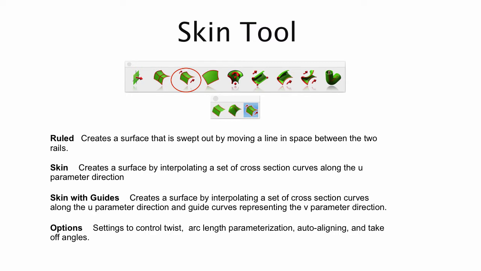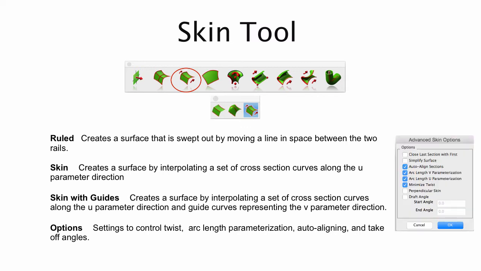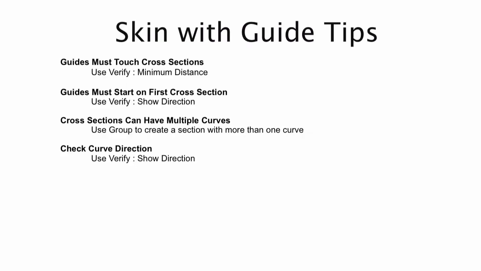Pressing it, you'll find another tool palette pop up containing sub-options consisting of ruled, skin, and skin with guides. Select the third option for skin with guides. Press the option in the data enter window for more options that control the behavior of the surface. Now a few tips related to using skin with guides.